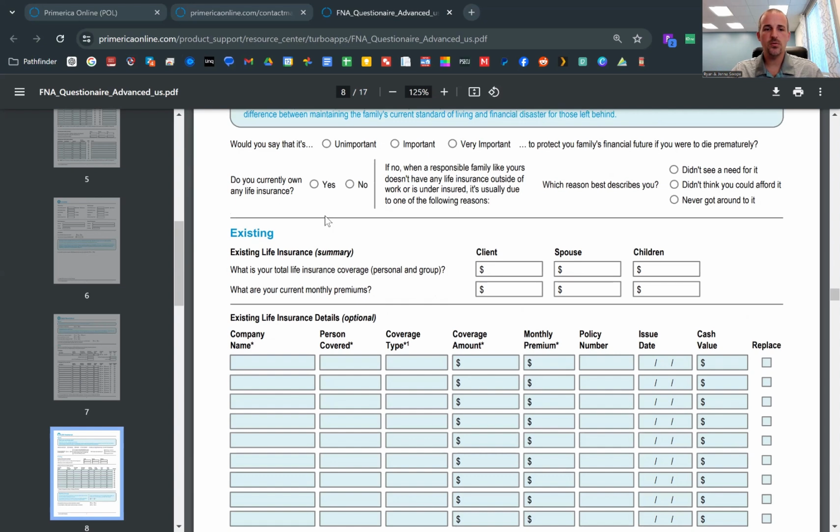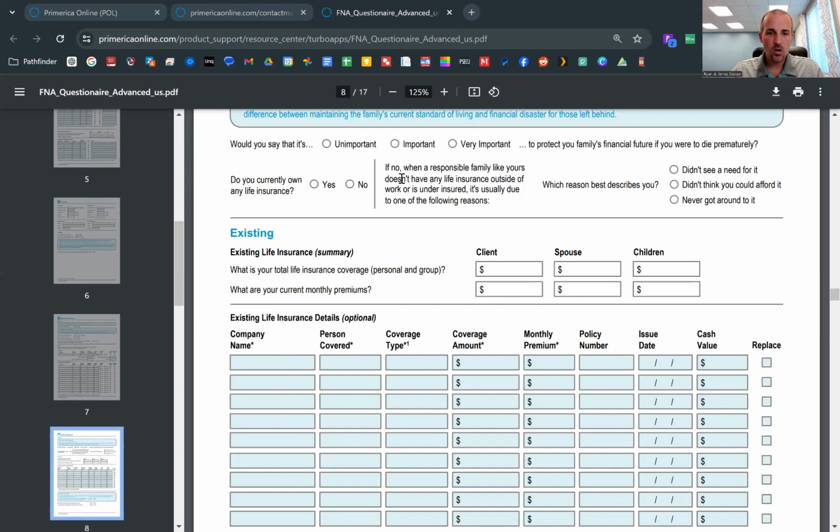Okay, do you currently own any life insurance? You're going to get a lot of people saying yes, but it's only at work, right? They're like, oh yeah, I have insurance through work. Well, we'll do a whole other training probably on life insurance and whatever, but you guys probably already know that they shouldn't be relying 100% on work insurance.